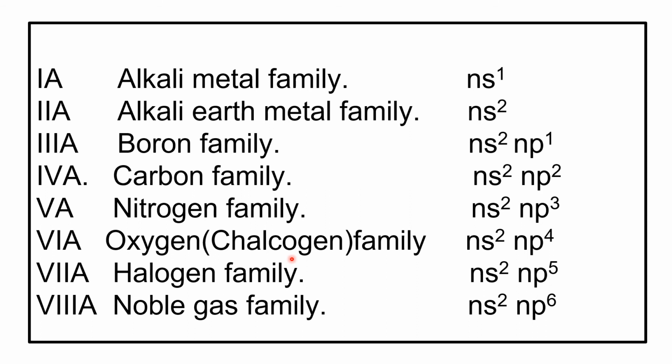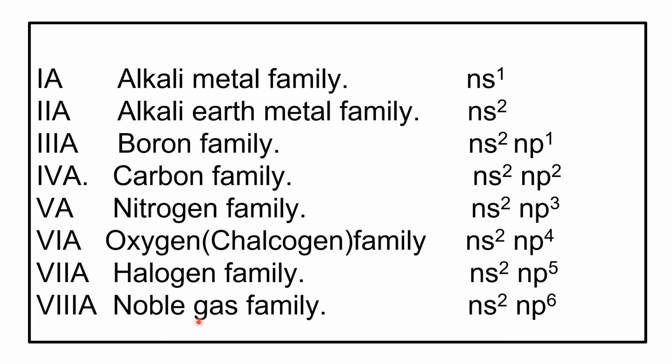The next is 7A group of elements, known as the halogen family, meaning the compounds formed from sea salt are known as halogens. So 7A group of elements is the halogen family. The next is 8A group of elements, known as the noble gas family. Since these elements of 8A are chemically least active, they are known as noble gases. They are chemically inert to react, so they are known as inert gases.